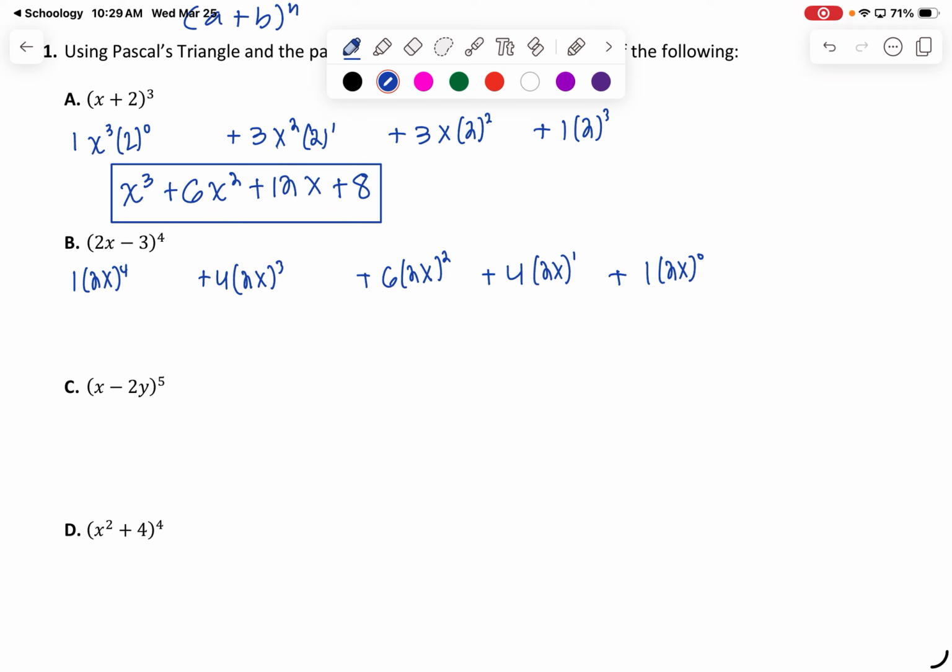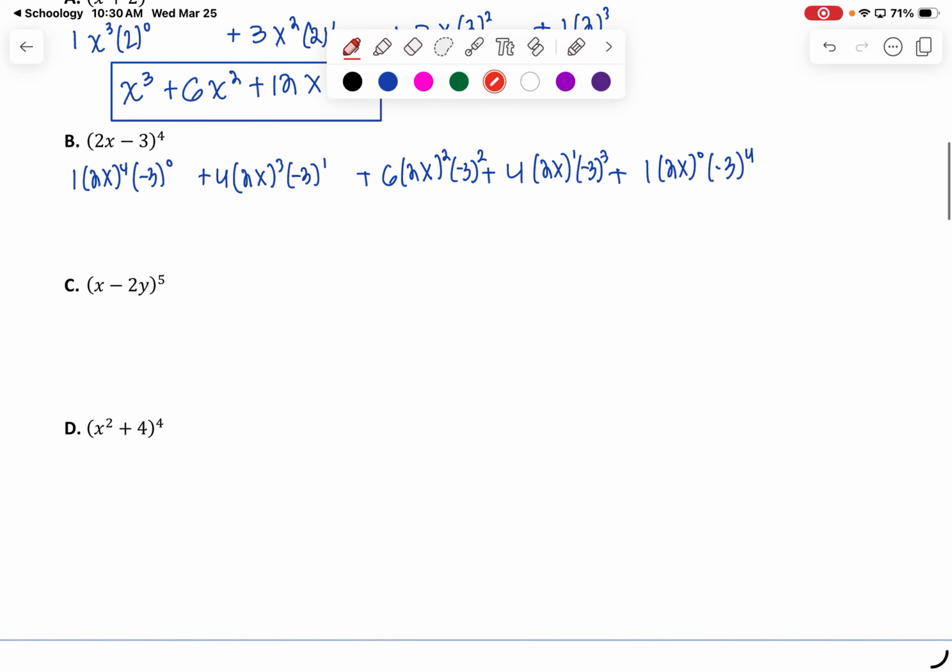My second term is negative 3, so this is going to be negative 3 to the 0 power, which I technically don't need because it's equal to 1. Negative 3 to the 1st, negative 3 to the 2nd, negative 3 to the 3rd, and negative 3 to the 4th power. And now we got to clean this up.